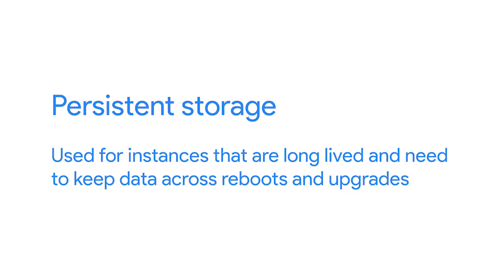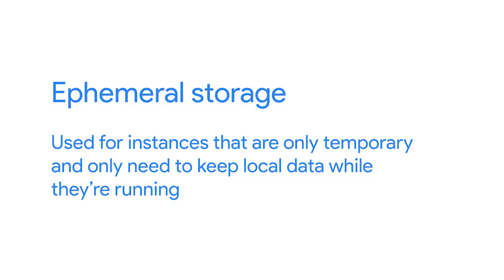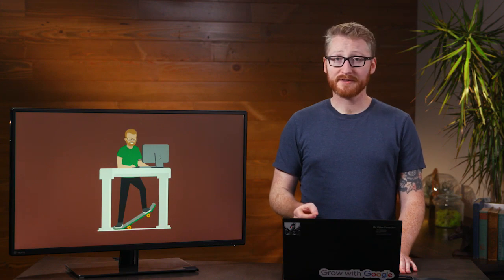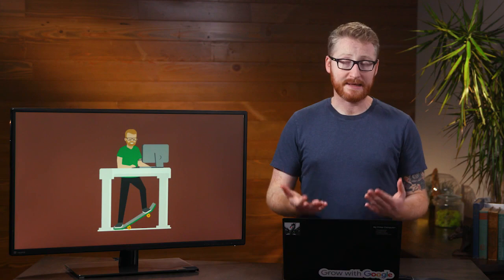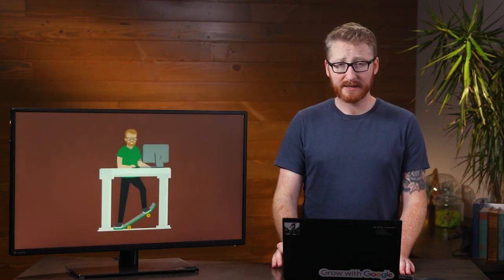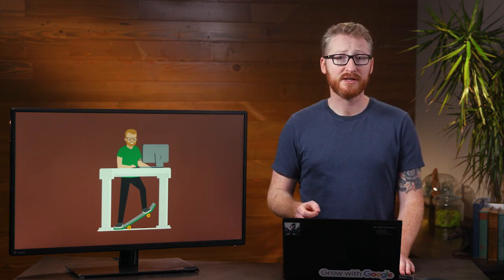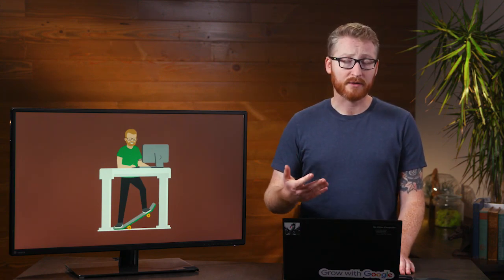Our block storage can be either persistent or ephemeral. Persistent storage is used for instances that are long-lived and need to keep data across reboots and upgrades. On the flip side, ephemeral storage is used for instances that are only temporary and only need to keep local data while they're running. Ephemeral storage is great for temporary files that your service needs to create while it's running, but you don't need to keep. This type of storage is especially common when using containers, but it can also be useful when dealing with virtual machines that only need to store data while they're running.